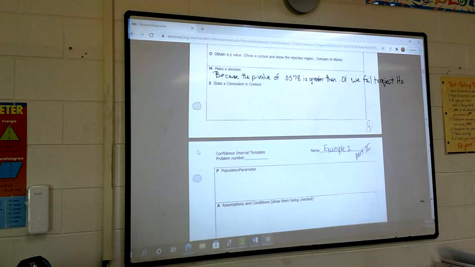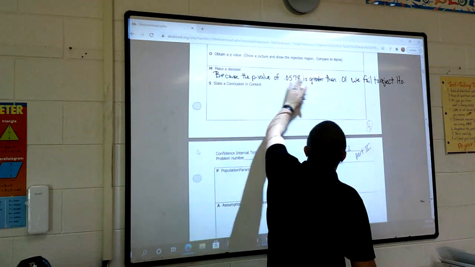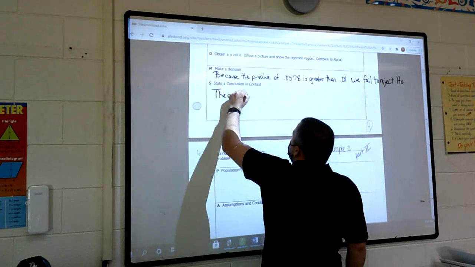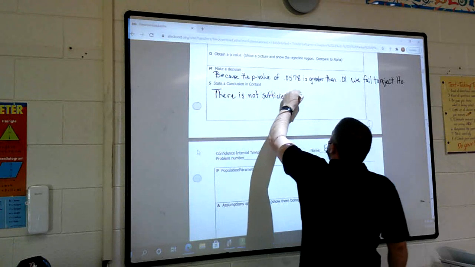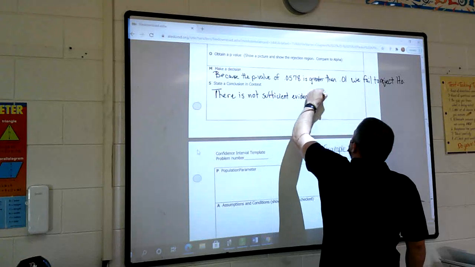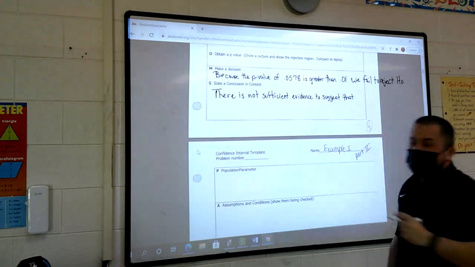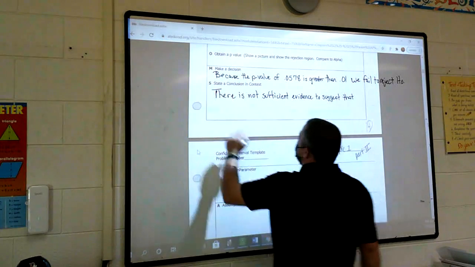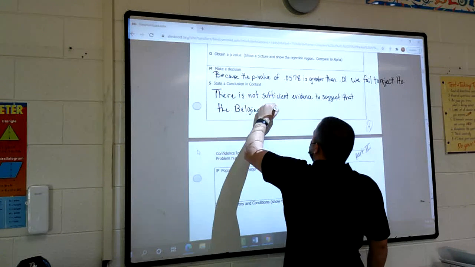So we say, because the p-value of 0.0578 is greater than 0.01, we fail to reject H0. That means there is not sufficient evidence to suggest that, and then you think about what is your alternate hypothesis saying? It's saying that it's not equal to 50%, which is that the coin's unfair, right? So there's not sufficient evidence to suggest that the Belgian coin is unfair.